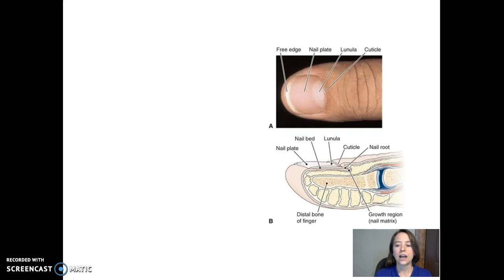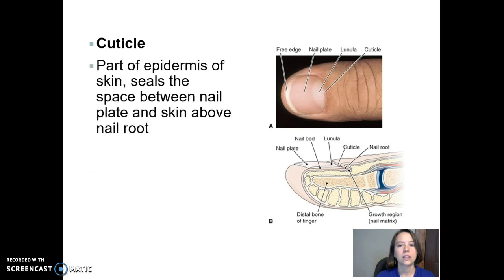So let's look at a drawing of the nail. I would like you to make a drawing of the nail, and you should be labeling our anatomy terms. Another term is the cuticle. This is part of the epidermis of the skin, and as you can see, it seals the space between the nail plate and the skin above the nail root.